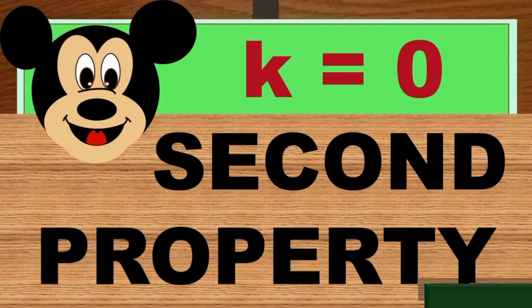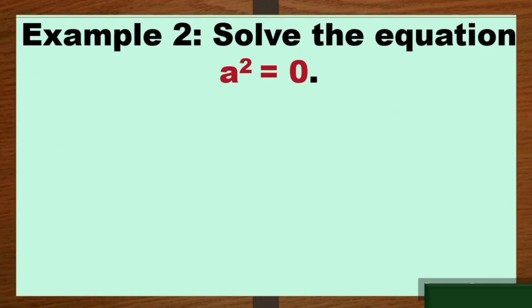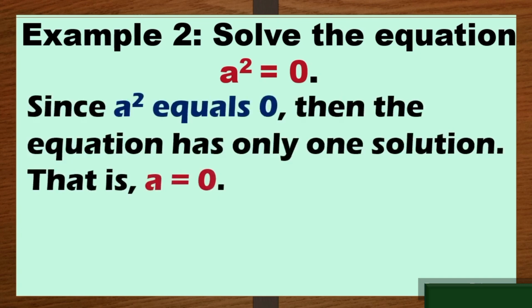Okay, so we have an example for the second property. Solve the equation a squared equals 0. So, our k here is 0. Since a squared equals 0, the equation has only one solution, and that is a equals 0.